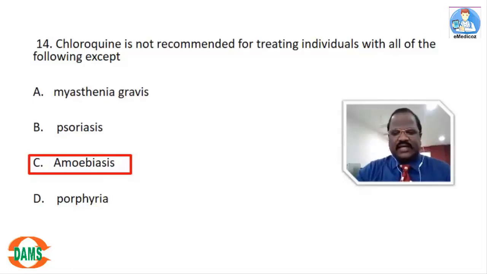Remember, chloroquine has a skeletal muscle relaxing property, so it aggravates the myasthenia gravis problem. And chloroquine also causes exacerbation of symptoms of psoriasis and porphyria, so it is not good in these patients. Whereas you should know the uses of chloroquine. We know chloroquine is a drug for malaria. Other than malaria, it is useful for so many conditions.